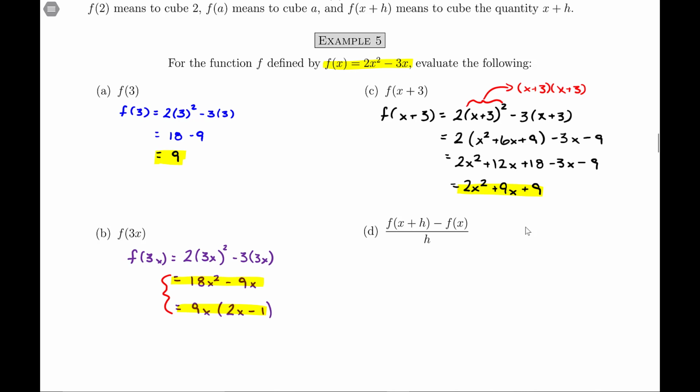Part D is a special property or a special equation. It's called the difference quotient, and that will appear a lot when you start a calculus course. So when you take calculus 1, which I expect all of you to do, you will see the difference quotient a lot, and it really throws a lot of people off.